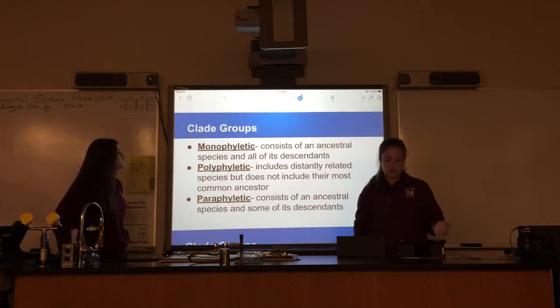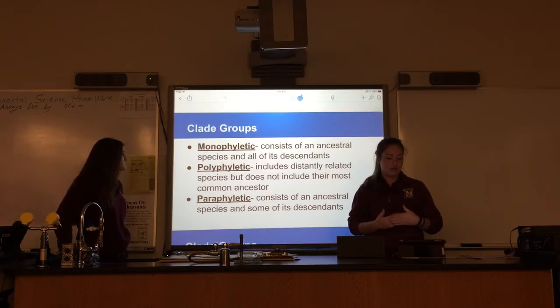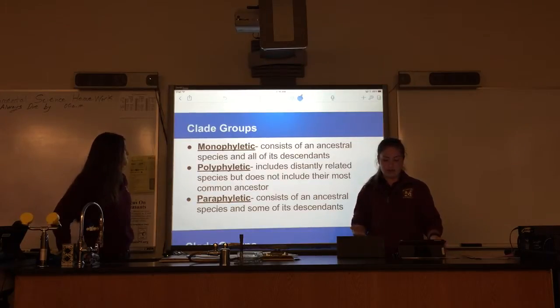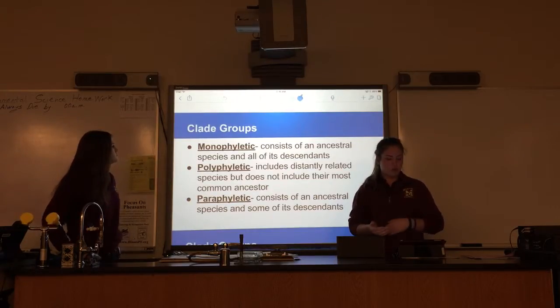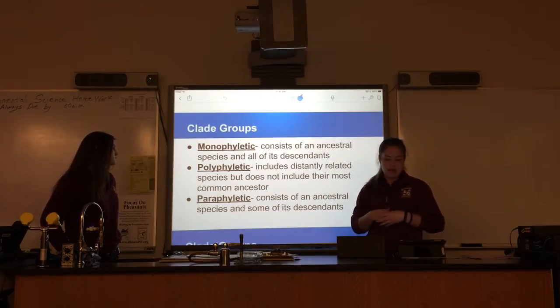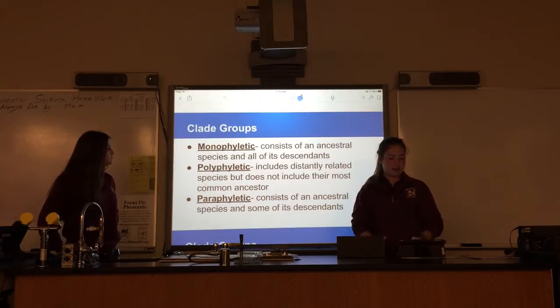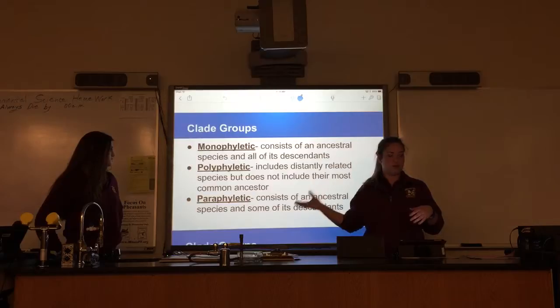Obviously, mono means one, and then phyletic means tribe, so single tribe, and would consist of one ancestral species. And then polyphyletic, many tribes, so that consists of many different clades and groups. And then paraphyletic, para sort of means beside, so beside the tribe, so that includes species with other clades.